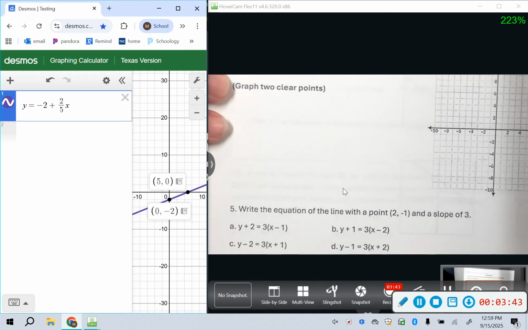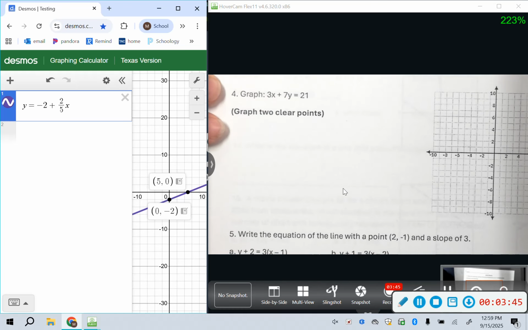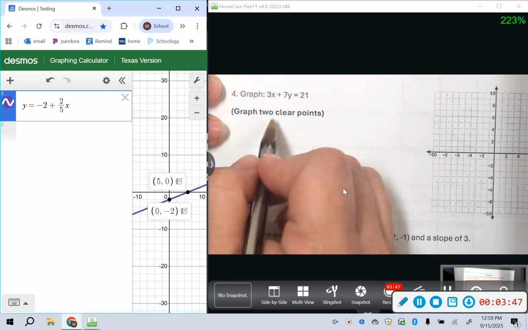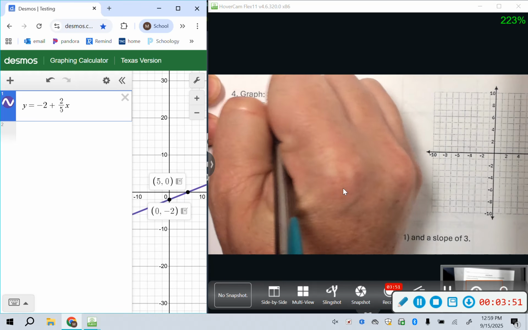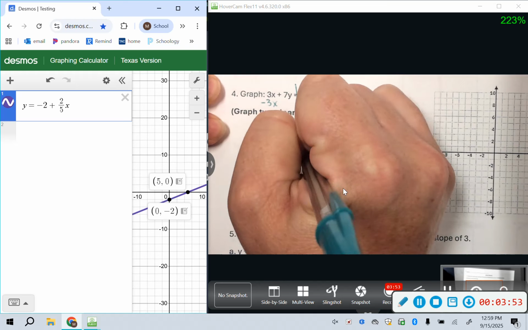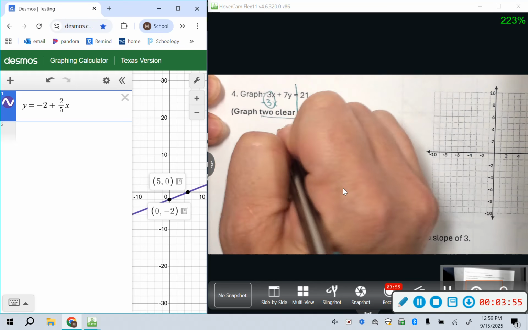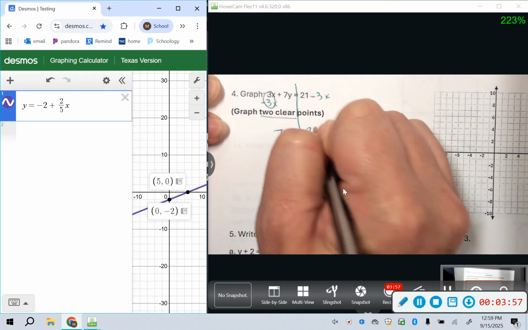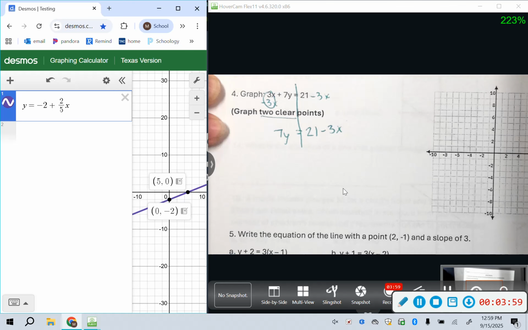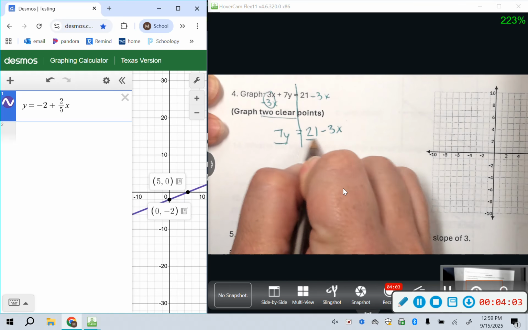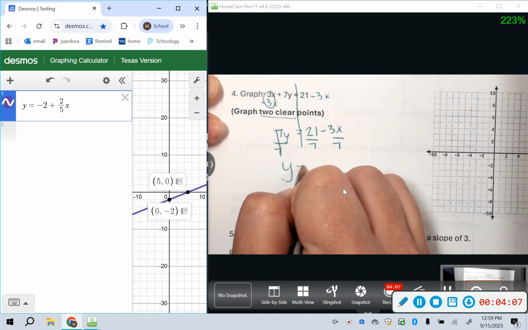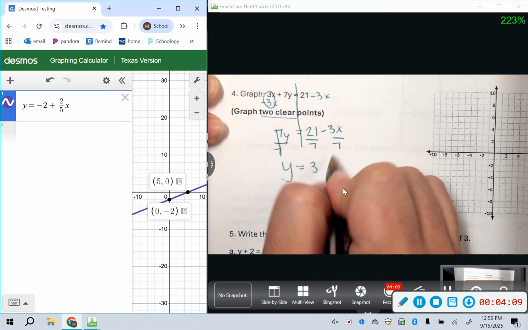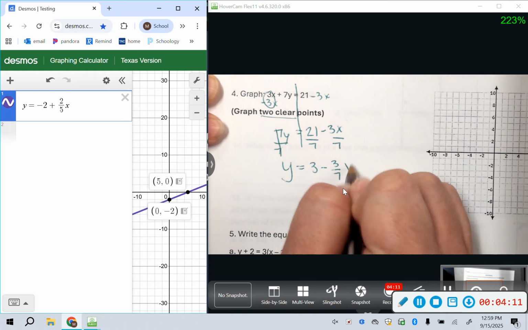Okay, looking at number 4, it's a lot like that one and number 1. We're going to have to solve for y so we can graph it. We only need 2 clear points. So my first step is to move my x. That leaves me with 7y equals 21 minus 3x. And now I need to divide by y. Well, in front of my y is a 7. And I'm left with y equals 3. And this does not simplify. So it stays like this.